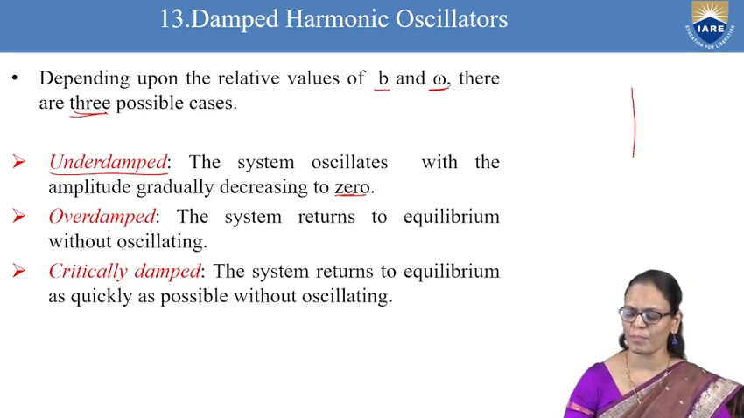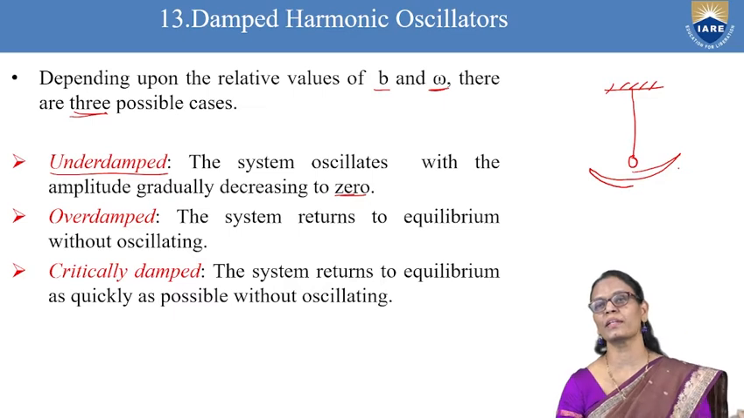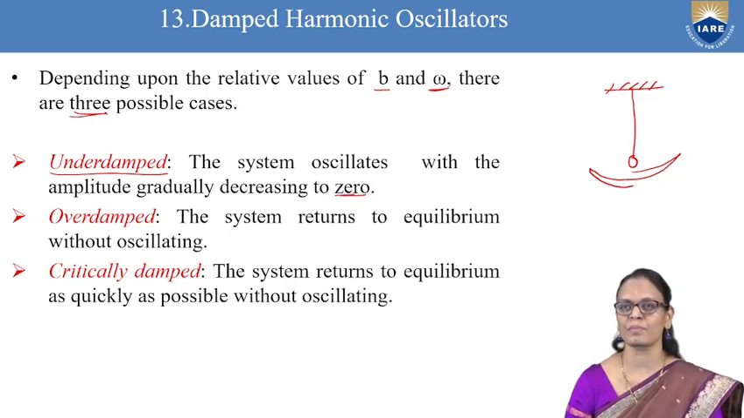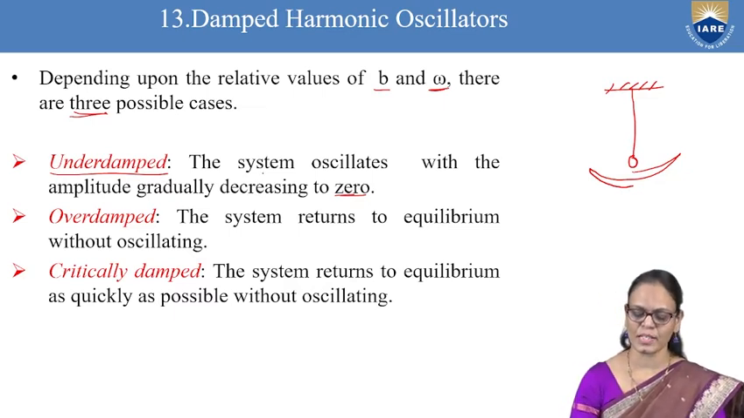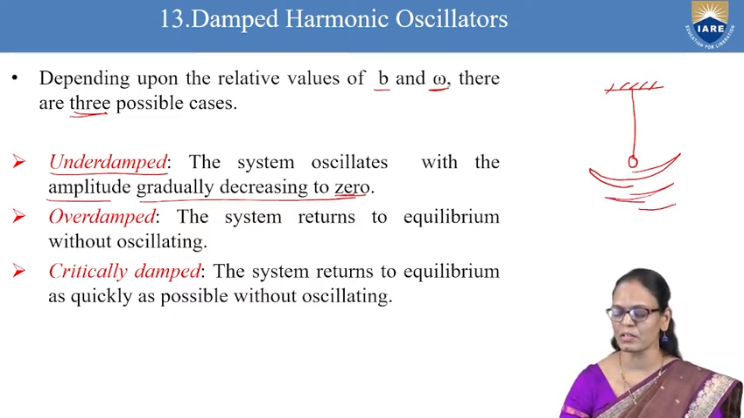When we are talking about the oscillation of a simple pendulum, when we disturb the object from this position, take it to one extreme, it will move like this and come back. And we assume that the oscillations will continue for an infinite time. They will not come to rest. So the system oscillates with the amplitude gradually decreasing to 0. After a certain time, they will die off.